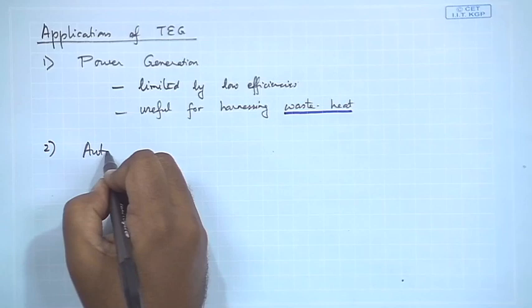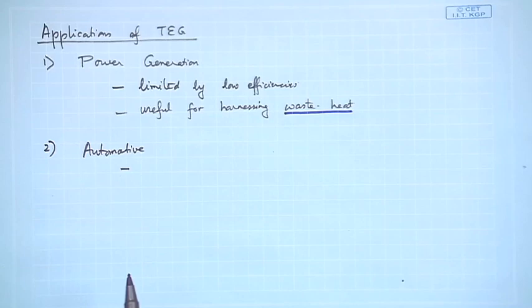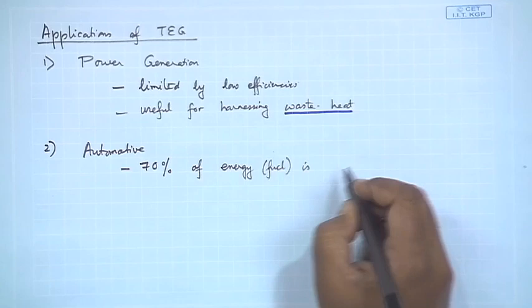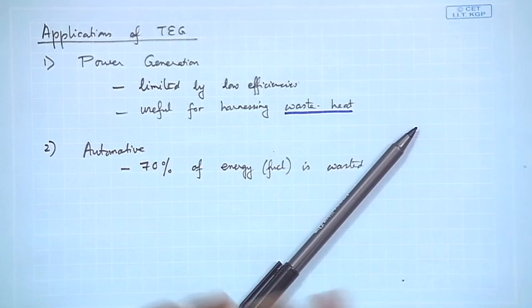Because in automotive also, if you look at a car, almost 70% of energy from the fuel is wasted. It is wasted from the exhaust pipe. So, therefore, can we use that energy? Can we harness the trapped energy in the hot exhaust gases from an automobile and convert it to some useful means? So, that is actually happening.